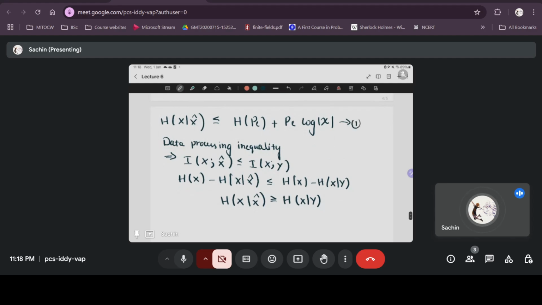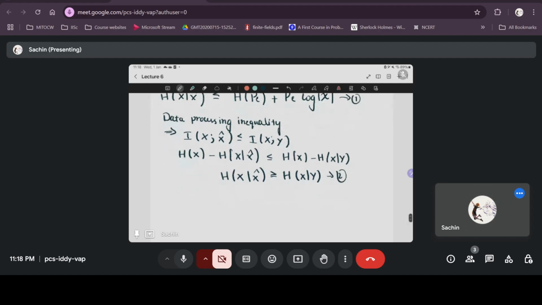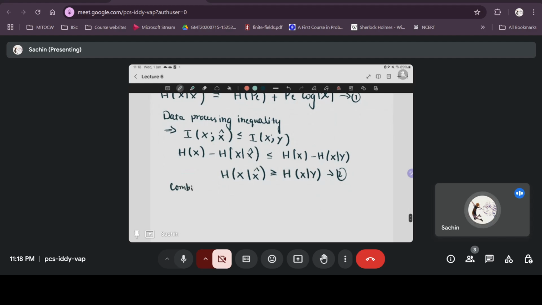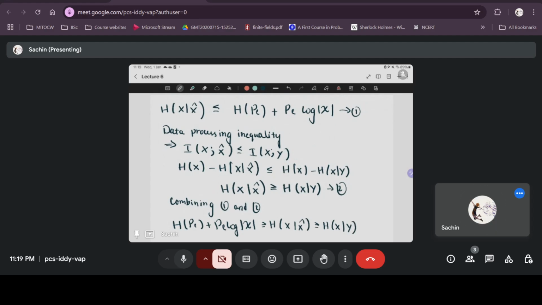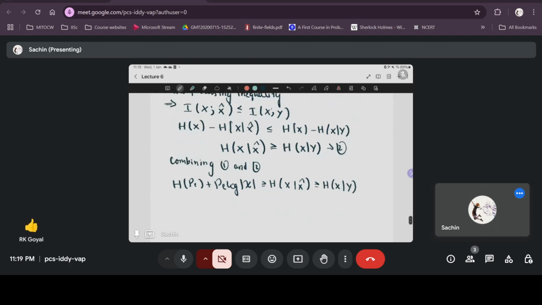So you have this 1 and 2, combining those two equations, we get H(p) plus p log mod X is greater than or equal to H(X given X hat), which is greater than or equal to H(X given Y). So that is the proof of Fano's inequality.